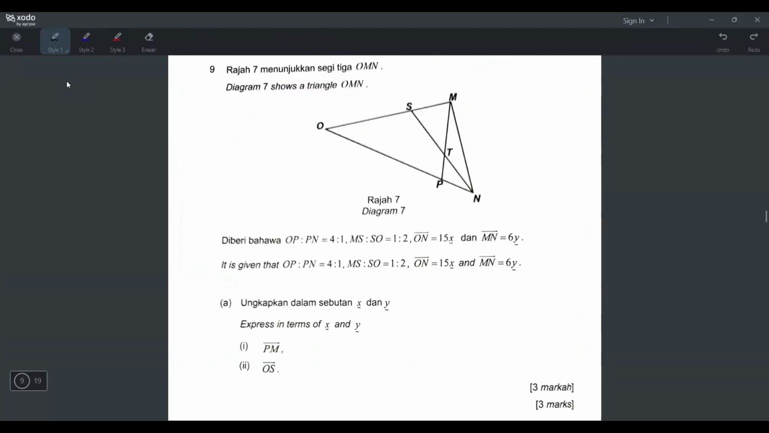Okay, let's do number 9. Number 9 is a vector question. Diagram 7 shows a triangle OMN. OP ratio PN is 4:1, so OP is 4, label. PN is 1. You should always label when we are doing a vector question.